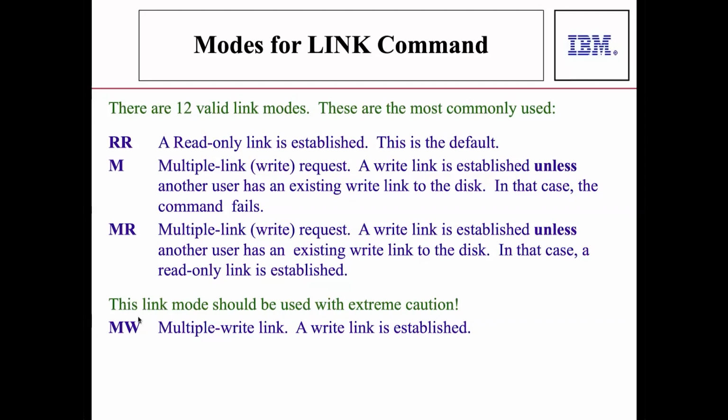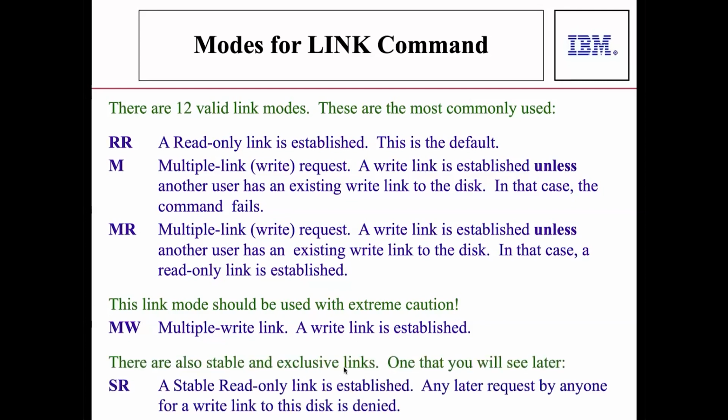If you're following instructions and they say use it, then use it. Otherwise, stay away from it. Use M or MR to get read-write access to other disks. If some other virtual machine has a write link and you need to write on that disk, then you need to either find out who owns that virtual machine, get it off the system, get rid of the link, something, before you can alter that disk.